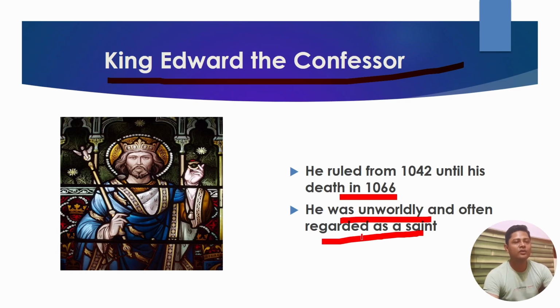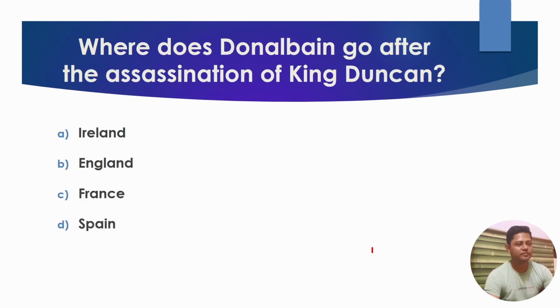King Edward was unworldly and his subjects often regarded him as a saint, and so he is known as King Edward the Confessor. The next question is, where does Donalbain go after the assassination of King Duncan? The correct answer is Ireland.